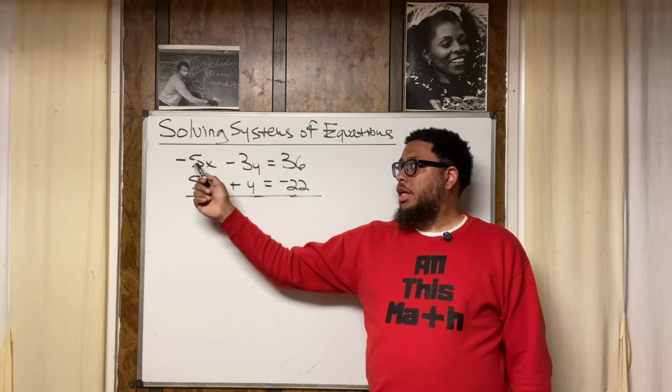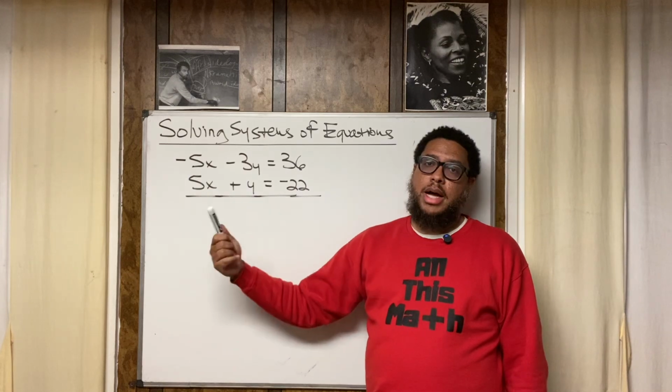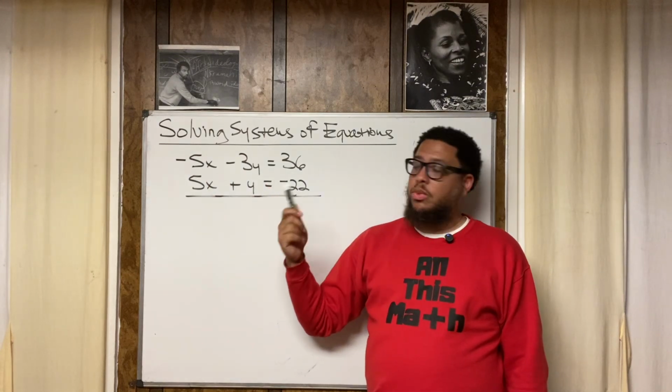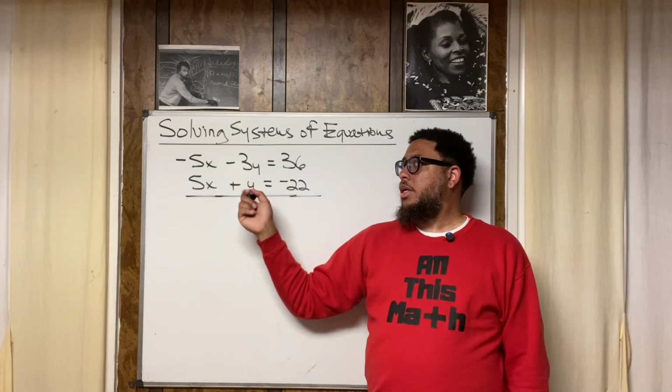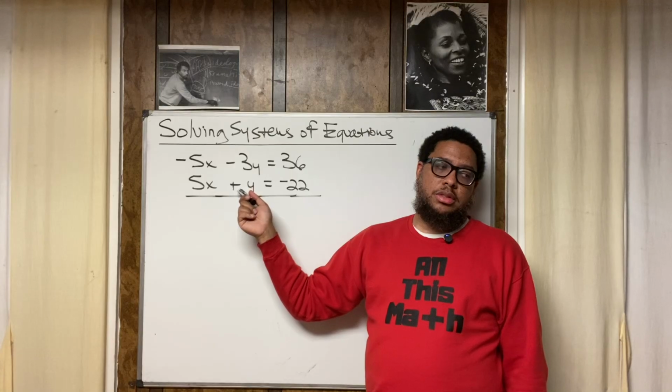So the thing is, these are already opposites or inverses of each other. So there's no extra work you got to do if you want to eliminate the x's. If you want to eliminate the y's, you got to do some extra work because this is a negative 3 and this coefficient, what happens when there's no coefficient? What's the coefficient? You're going to assume it's 1.